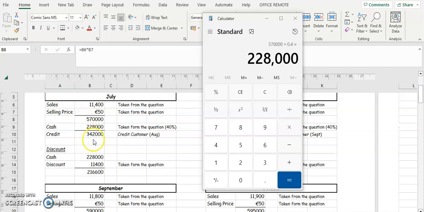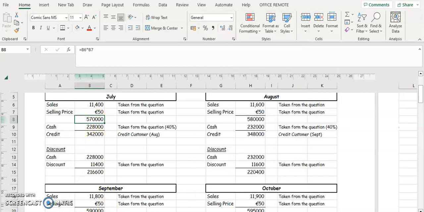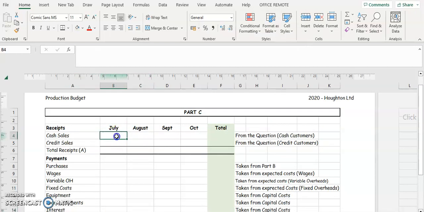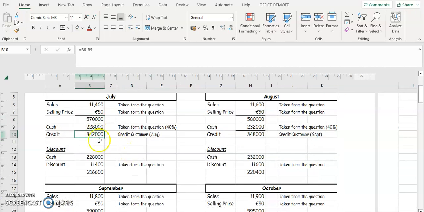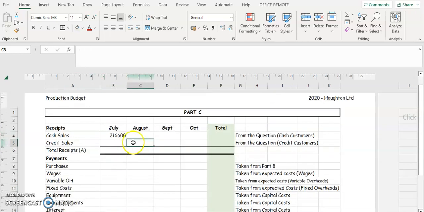That's the credit sales. And then on this 228,000, there's a 5% discount. So we're going to multiply that by 5%. We need to take off 11,400 to get 216,600. So that 216,600 is going to go into our July for our cash sales. And then your credit sales, which are paid 1 month later, that's this 342,000.